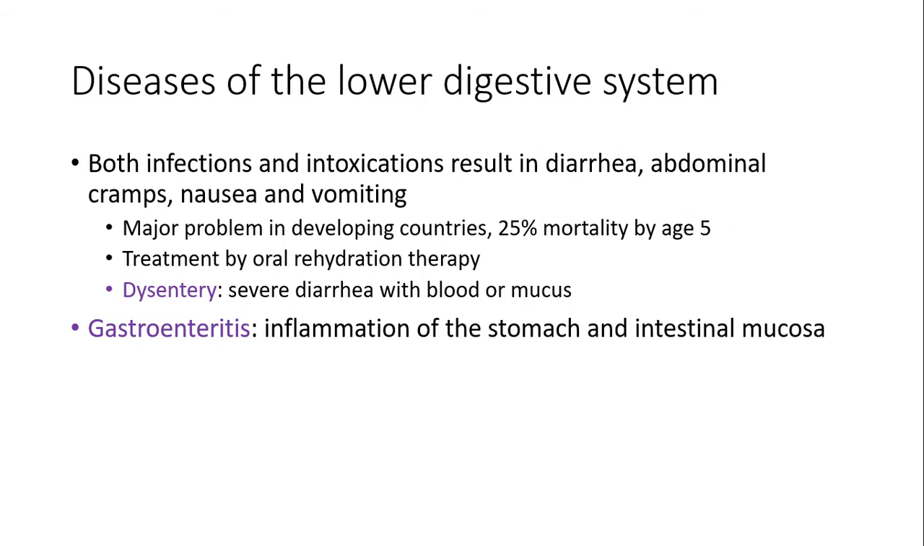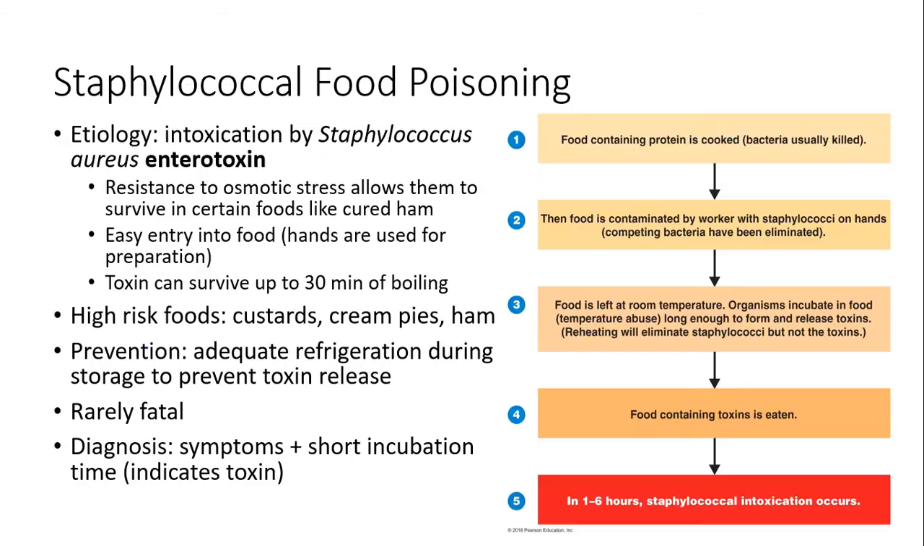So gastroenteritis generally is any sort of inflammation of the stomach and intestinal mucosa. This is what we usually refer to as the stomach flu, but it's not actually caused by influenza, even on the viral side. It truly is a gastroenteritis. So we'll start first by talking about staphylococcal food poisoning. This is caused by Staph aureus enterotoxin. It's actually an intoxication, not an infection.